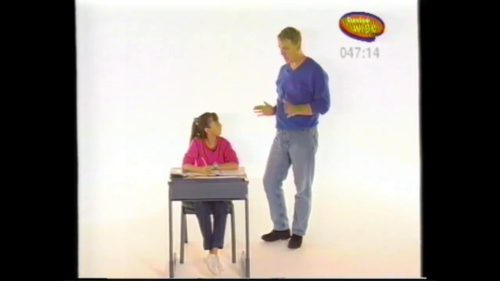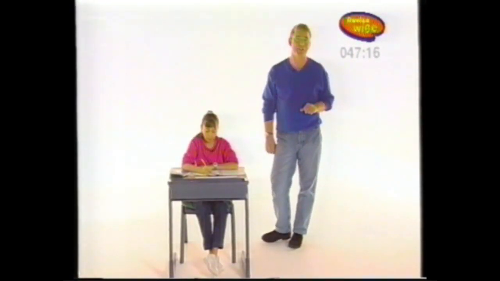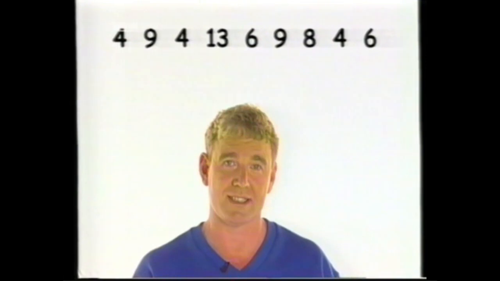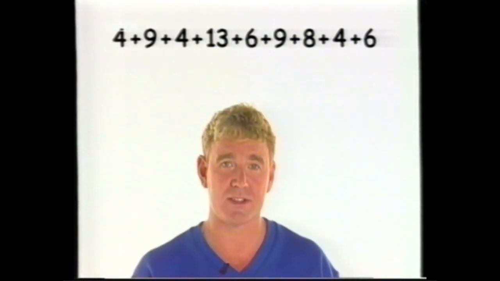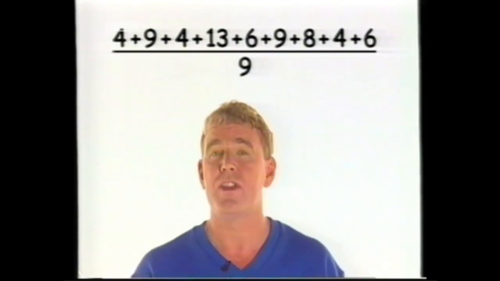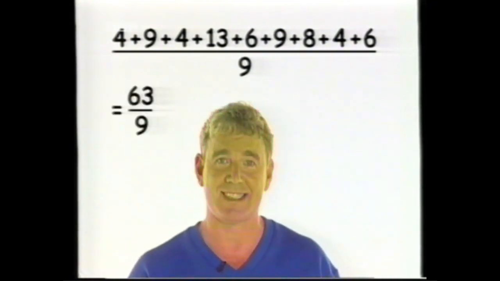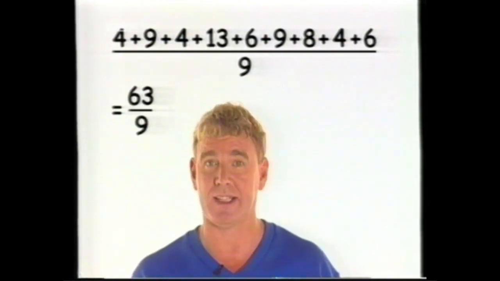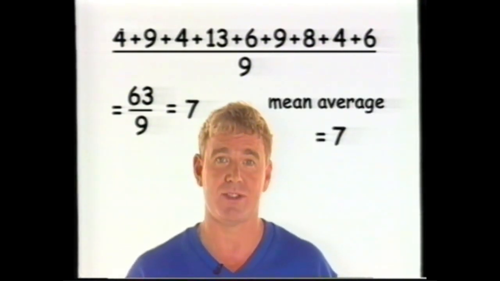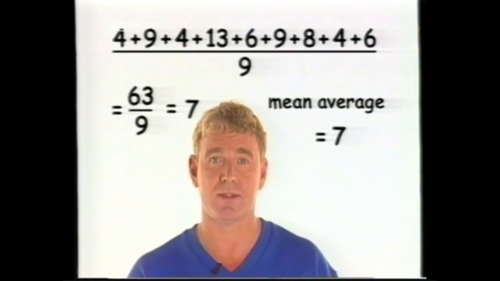Now, don't forget the third way, the mean average. Another way of getting an overall figure for the whole class is to add up everyone's marks and divide this total by the number of children in the class. The total of all the marks is 63, divided by 9, the number of children. That makes 7. So the mean average of this set of numbers is 7. It's as if the children's marks have been shared out equally between them.